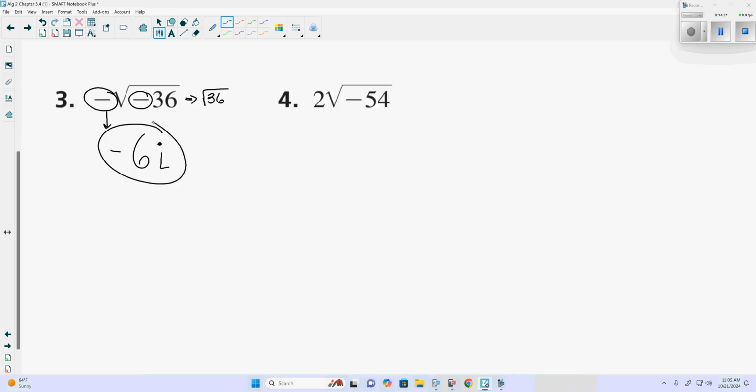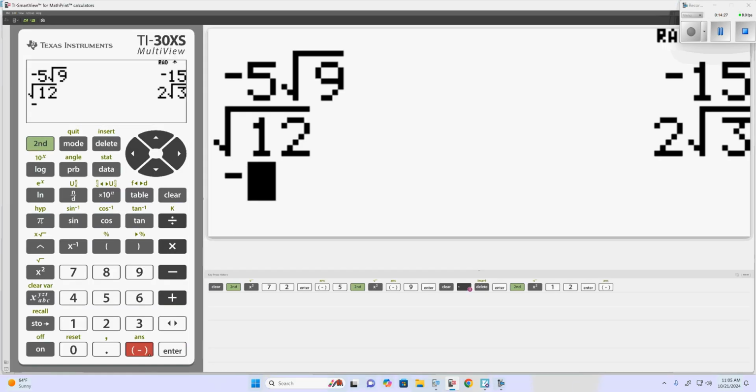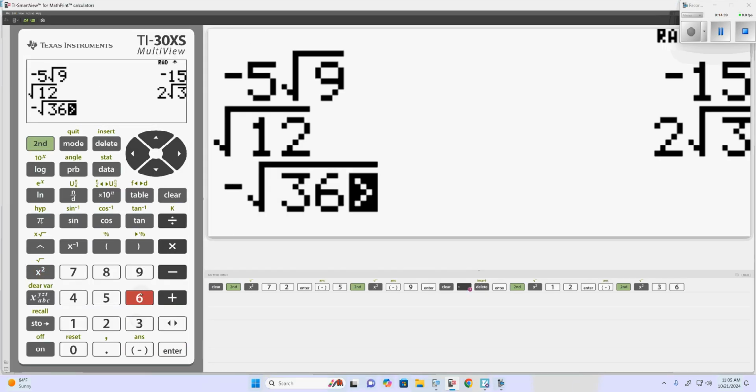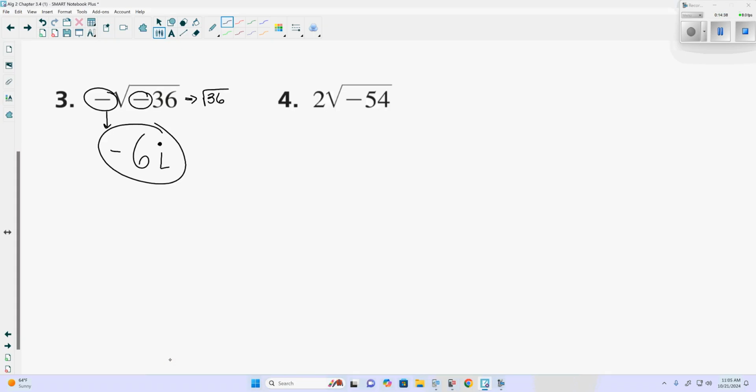So we have negative 6i. Now we could have done that in the calculator. The TI-30XS is negative, second, square root, 36 does give us negative 6. We just have to put the I back, giving us our negative 6i. Questions on this here? Questions on anything we've done so far?